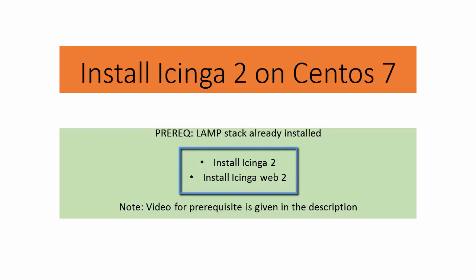In this video we will install Icinga2 and icingaweb2 on CentOS 7. Before you start installation, make sure you have LAMP stack already set up. If not, please follow the prerequisite video given in the description of this video and set up LAMP stack.